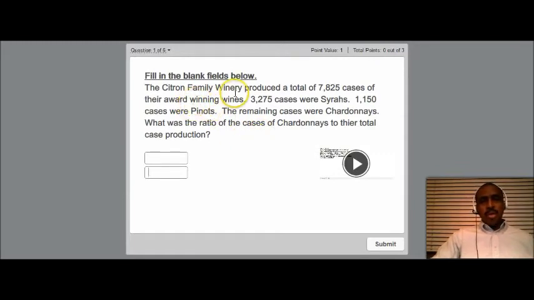The Citron Family Winery produced a total of 7,825 cases of their award-winning wines. 3,275 cases were Syrahs, 1,150 cases were Pinots. The remaining cases were Chardonnays. What was the ratio of cases of Chardonnays to their total case production? Now the difference with us is, in case you did not know how to do this problem, we have a video player right here in the question.